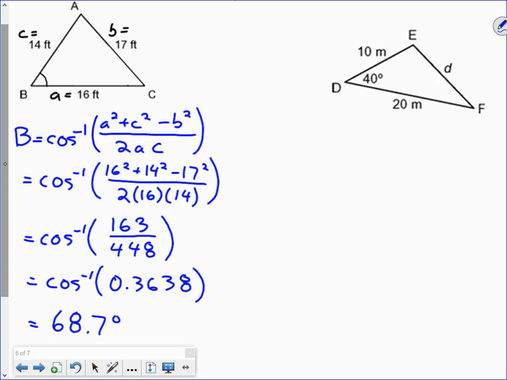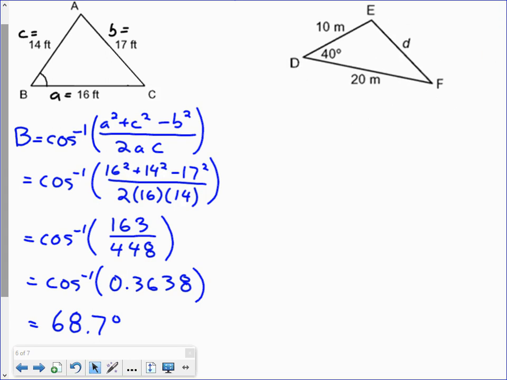All right, let's take a look at the second one over here. In this one, they're asking us to solve for side D. Well, let's double check, make sure we can use the cosine law. To use the cosine law to solve for a side, we need to know the angle opposite, and we need to know the lengths of the two sides that are on either side of that angle, 10 and 20. So definitely we can use the cosine law here. Side E is 20, side F is 10 meters.